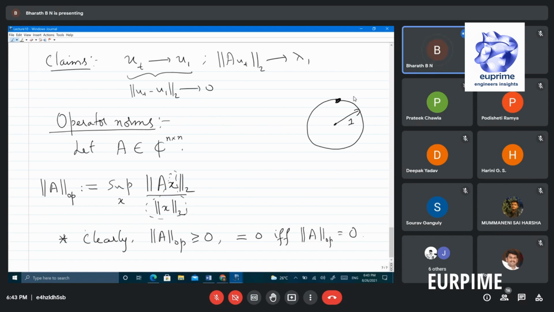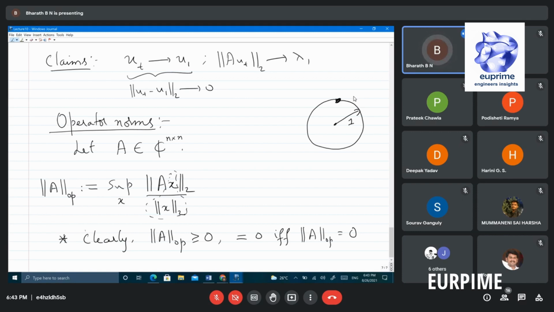Why is this true? Suppose it is 0, right? That means the supremum over x is 0. If the supremum is 0, then every x should also give 0, right? This ratio should be 0 for every x. If it's 0 for every x, then I can take x to be (1, 0, 0, ..., 0).